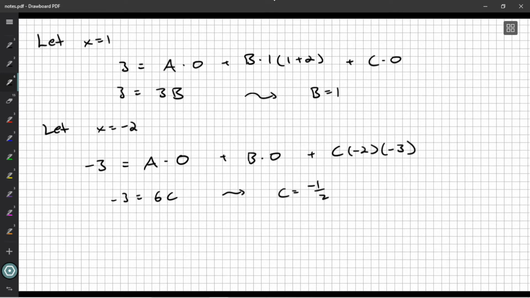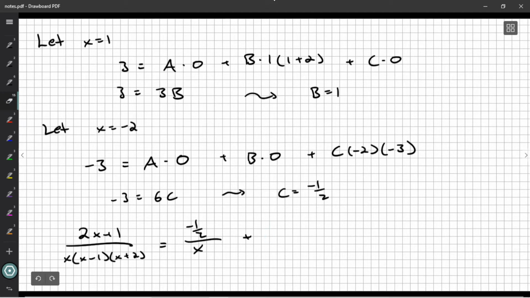Okay, so that should do it. Our partial fraction decomposition, we know all the constants. So -1/2 for A, and B was 1, and C we just found out is -1/2. And there we go.